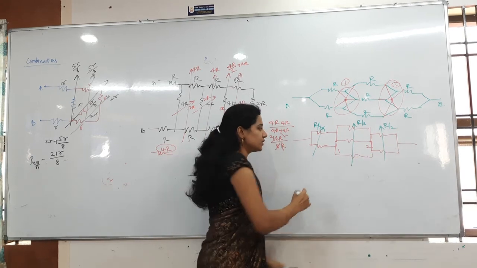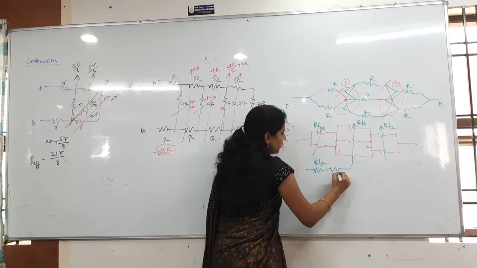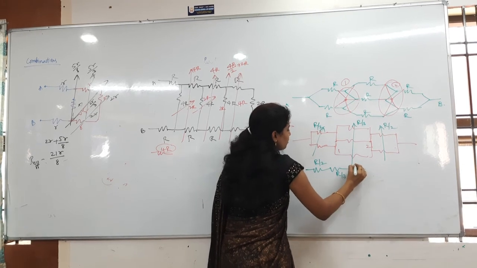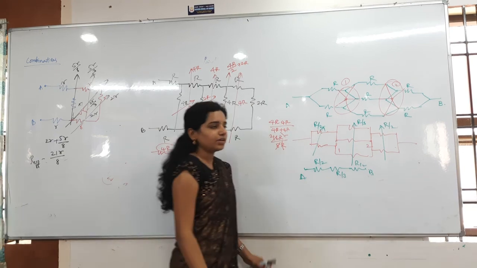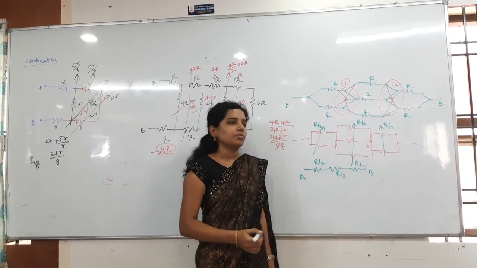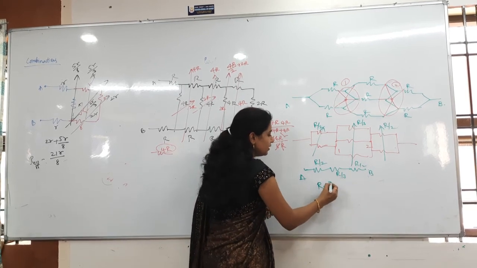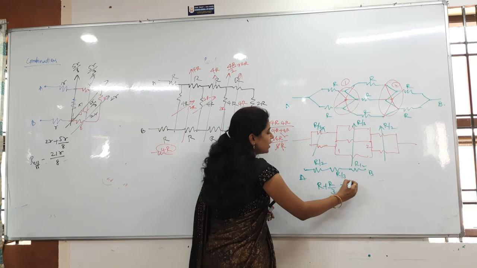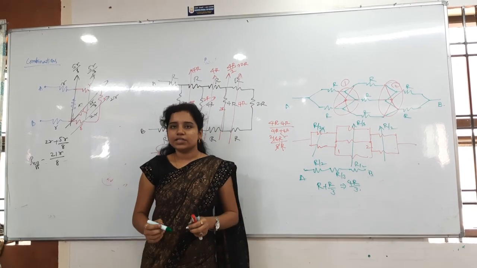R. See that now I have the circuit as R by 2, R by 3 and R by 2 in series. Series means you just add them. Whenever you add R by 2 and R by 2, how much will it be? R. So R plus what is remaining here, R by 3. Then what is the answer? 4R by 3. Finished. Clear, right?